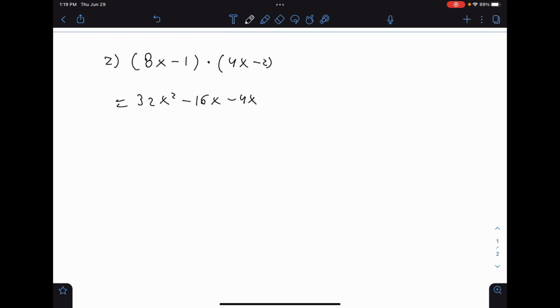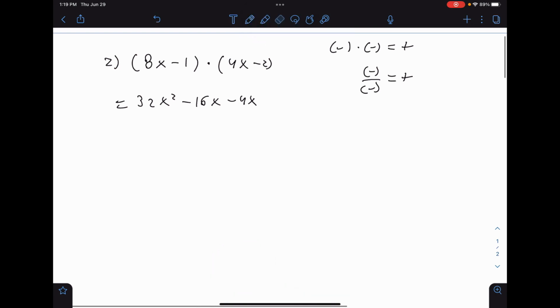Whoa, negative times negative. Now let's remember back from the first video. Does that equal a positive or a negative? A negative times a negative always equals a positive. Just like if you divide two negatives, that's always going to equal positive as well. So, negative 1 times a negative 2, we get positive 2. And that's it. We actually have to collect these like terms, and then that's it.